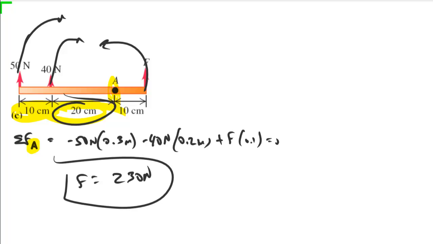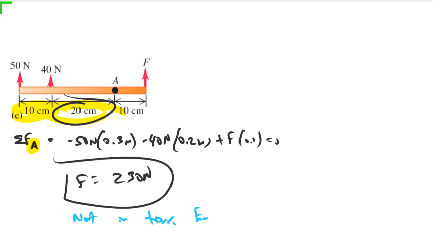And actually, I can just do this by inspection. I don't need to sum the forces anymore. I just look at this and I say, all of the forces are acting upwards. Then it's not in translational equilibrium either, right? So this one is not in translational equilibrium. And that's by inspection.